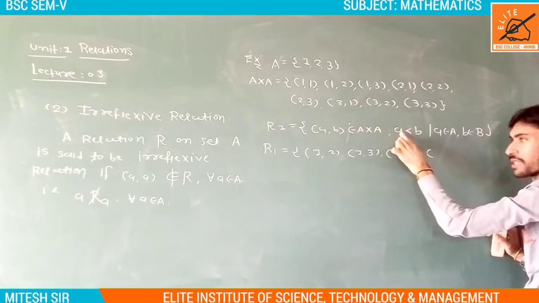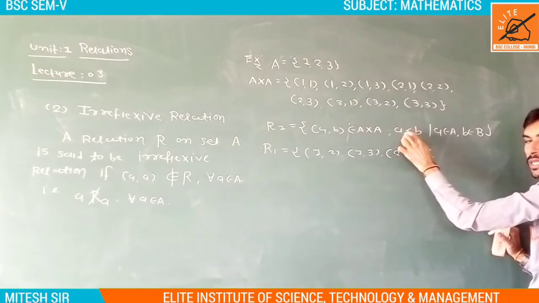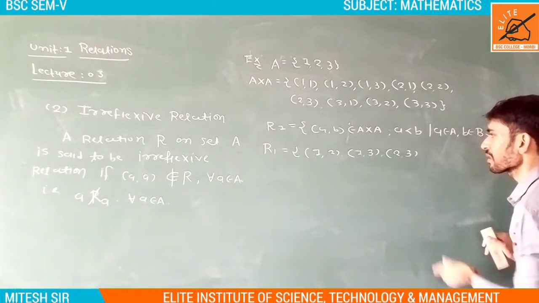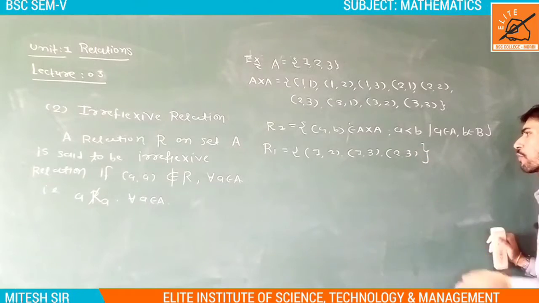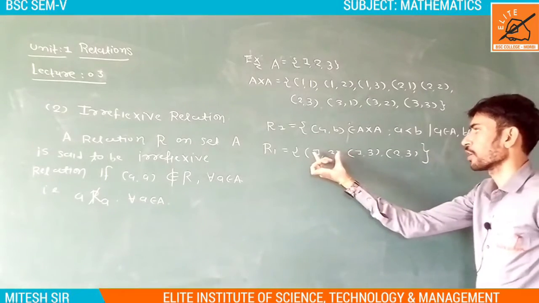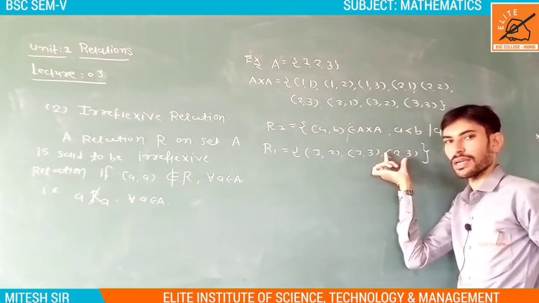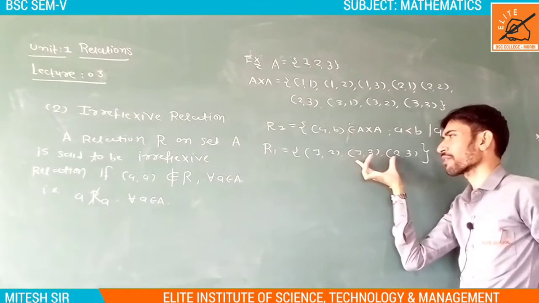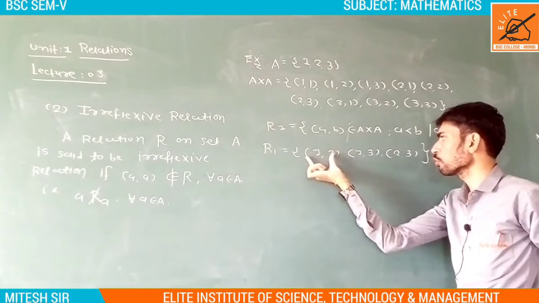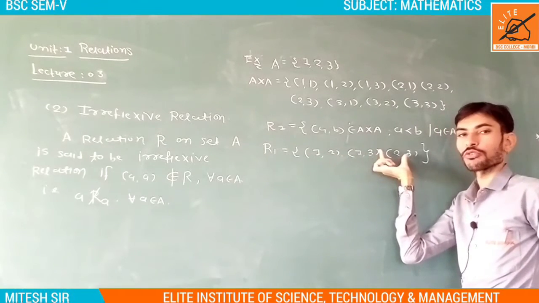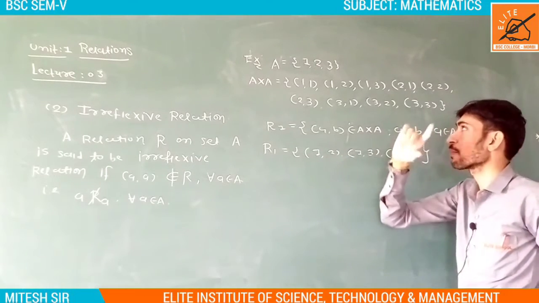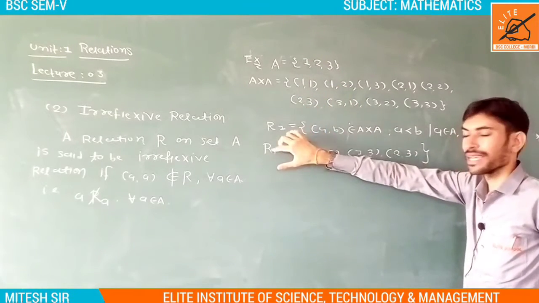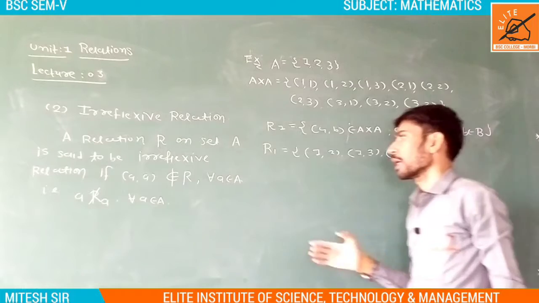3 1 does not satisfy this condition. 3 2 does not satisfy this condition. 3 3 does not satisfy this condition. So our relation just contains the three pairs 1 2, 1 3 and 2 3, which satisfy the condition a less than b. Now look at your relation R1, it contains the ordered pairs 1 2, 1 3 and 2 3. So your relation R1 does not contain the pairs 1 1, 2 2 and 3 3. So that's why your relation R1 is an irreflexive relation.